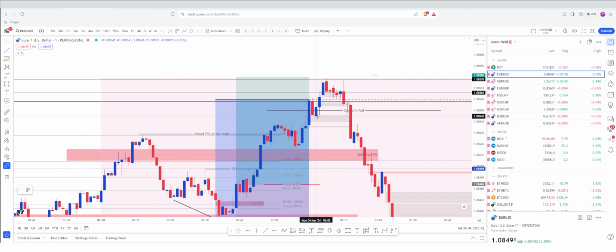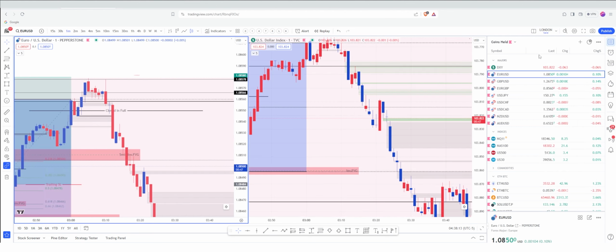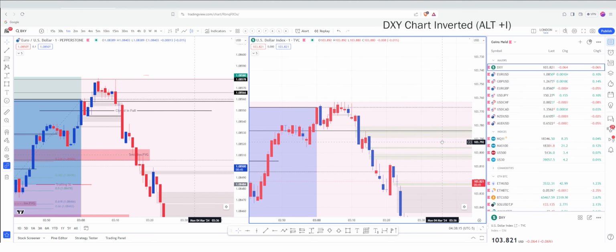Swept the highs, break of structure, engulfing candle with fair value gap for an entry here. This was also a textbook SMT.